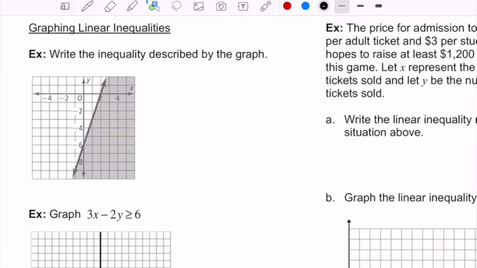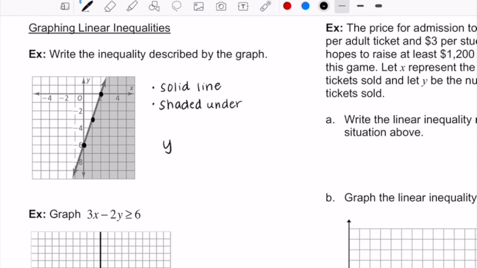The last page of notes has some practice with graphing linear inequalities. The first one wants us to write the inequality that's described by the graph. Notice that this one has a solid line, not a dashed line, and that it's shaded under. That will help us determine the type of inequality symbol. I also need to identify the y-intercept, which here is -6. And then lastly, I need to count the slope on the graph. And on this one, it's going up 3 and 1 to the right. My rise over run is 3 over 1.